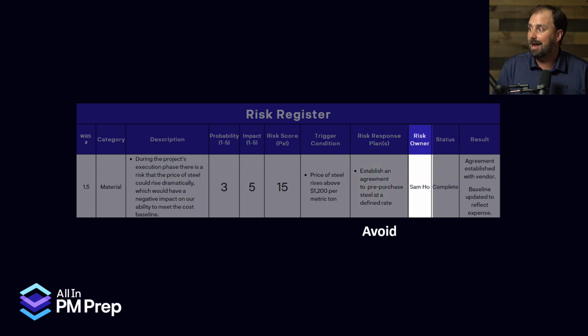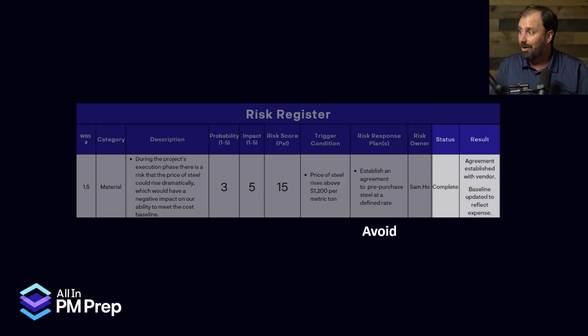Simple as that. Now, we would establish a risk owner to handle that deal, all right? And we would say, what is the status and what are the results? So the status is Sam went off. He already completed this, and we established an agreement with a vendor, and the baseline, the cost baseline, remember we were in planning, was updated to reflect the expense. So that, boom, summarizes the entire line. We can go to the next one.